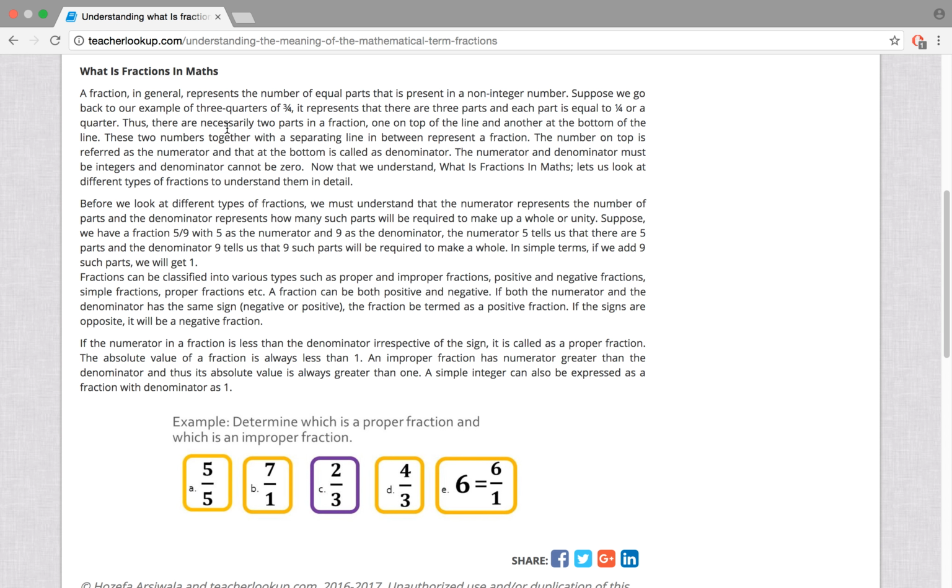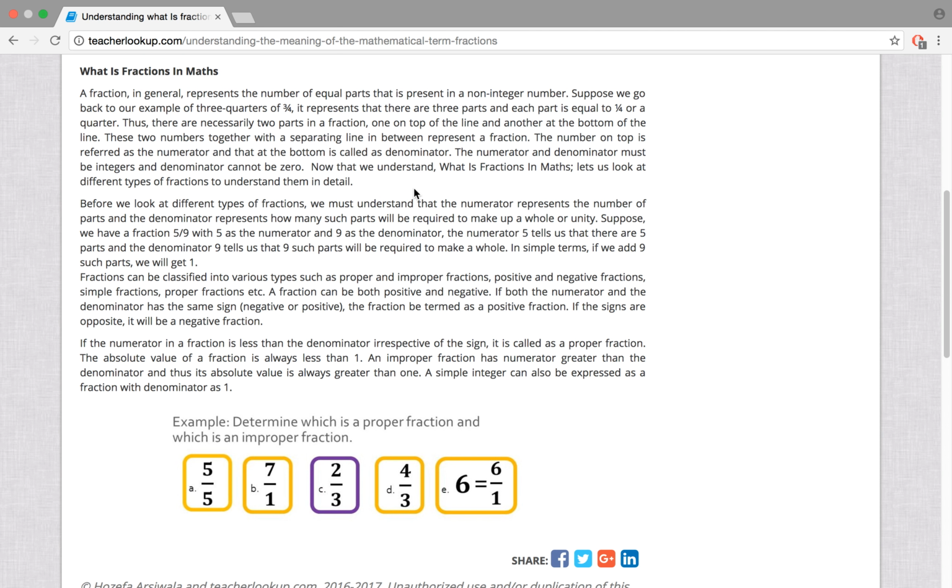Thus, there are necessarily two parts in a fraction, one on top of the line, which is the 3 in this fraction, as you can see, and another one at the bottom of the line, which is the 4, if we take this example. The top one is referred to as the numerator and the bottom one is referred to as the denominator. So 3 over here is the numerator and 4 over here is the denominator. The numerator and the denominator must be integers and the denominator cannot be 0.